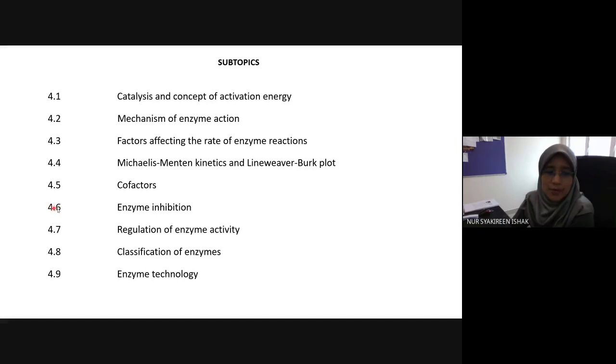And then 4.6 is enzyme inhibition. For this one, we are going to look at the different types of inhibitions and also the different types of inhibitors, right? We can classify inhibitors based on how they bind to the enzyme. Inhibitors can bind to the active site of the enzyme, or they can bind to the allosteric site of the enzyme. As you know, the active site of the enzyme is where the substrate will bind.